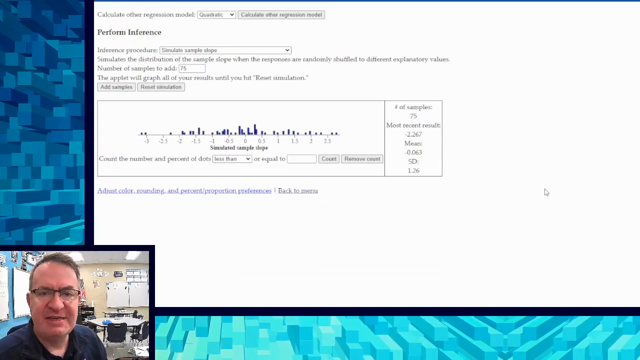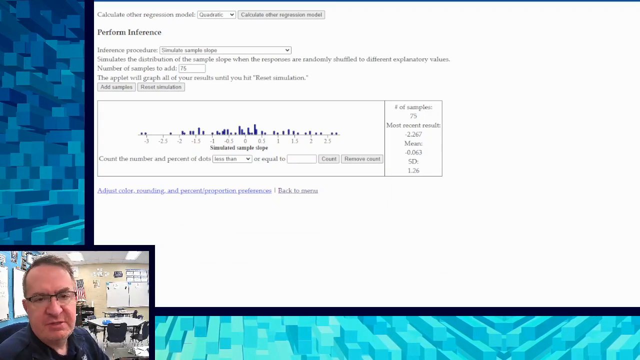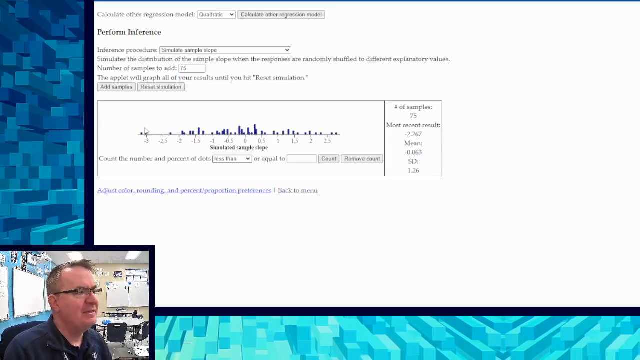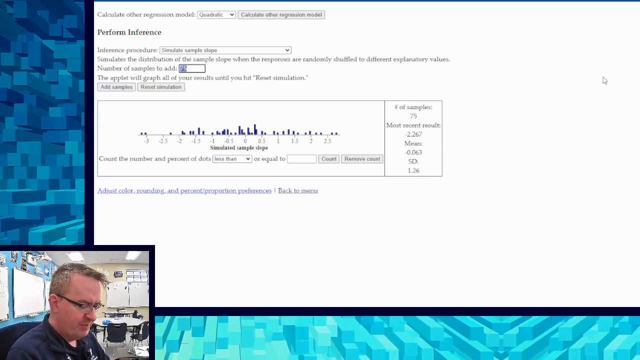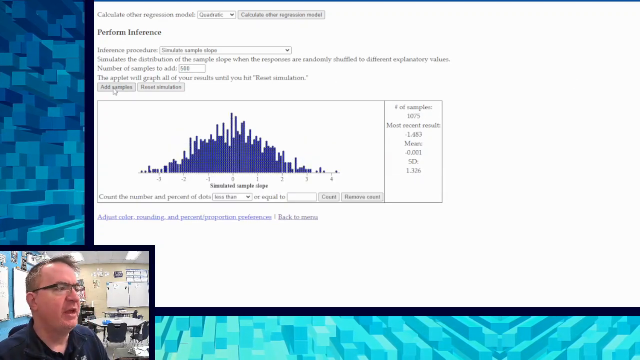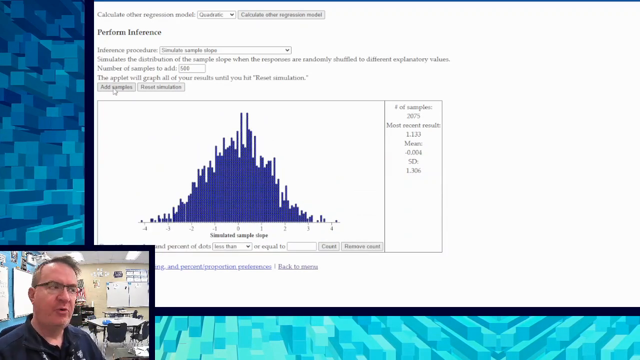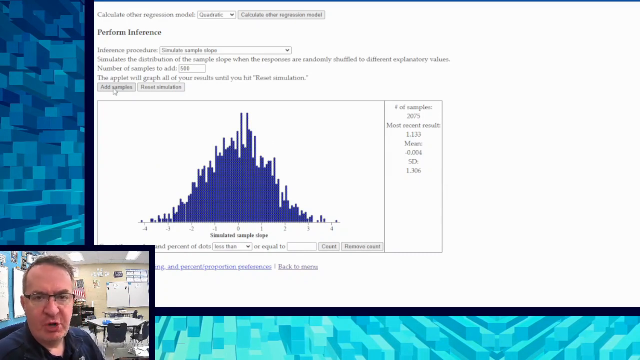Obviously, that's not tons of samples, but it's still enough to see what's going on. You can see some values way on the outside, but we're getting more in the middle. If we jump this up and add another 500, you can start to see what this looks like. Oh my goodness, it looks almost normal, which of course it will be. And that's where we're going with this.